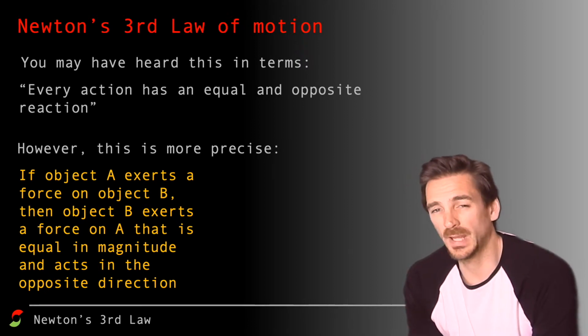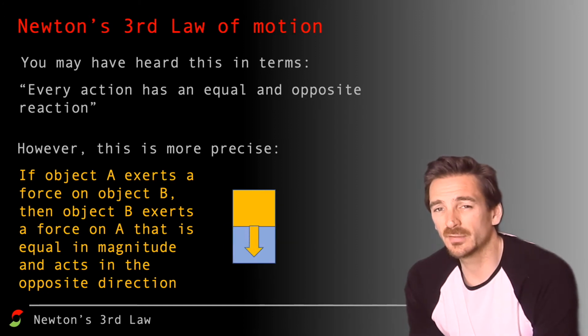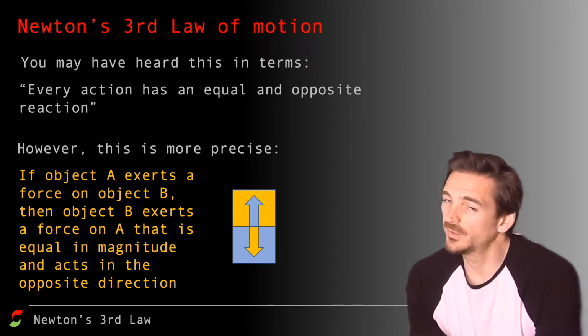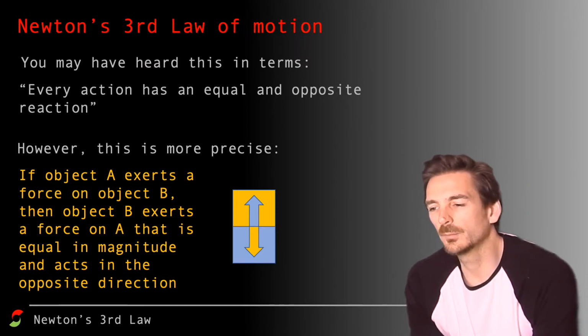To give you a visual aid with that, here's object A and here's object B. Now object A is going to push down on object B and object B is going to push up on object A. So that's what Newton's third law means in a nutshell. But it's not quite as simple as that.